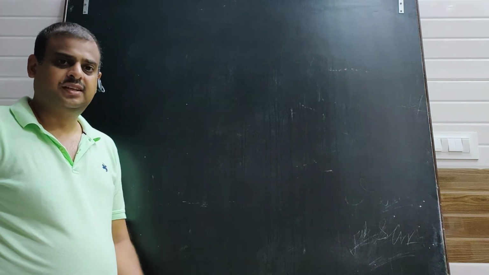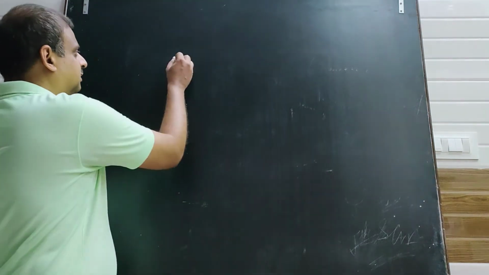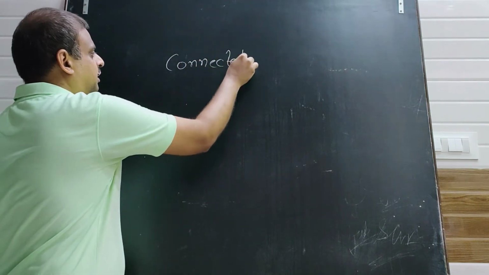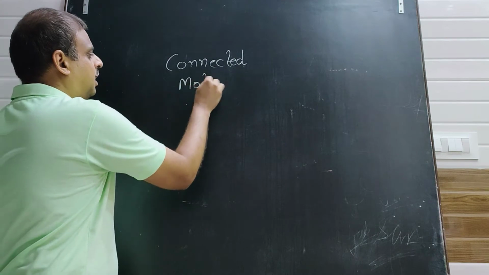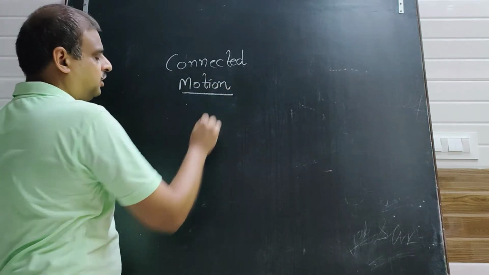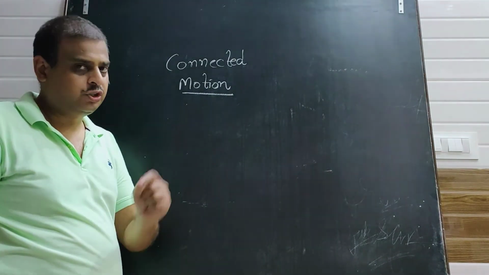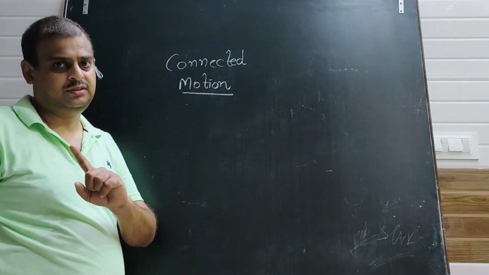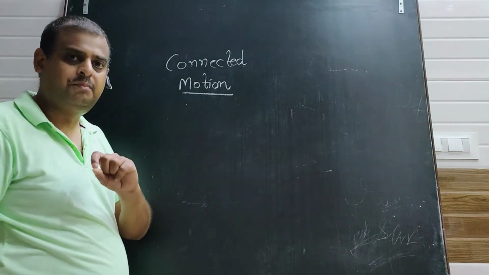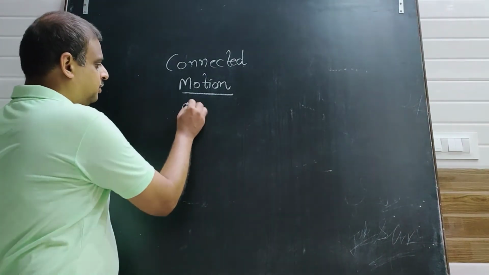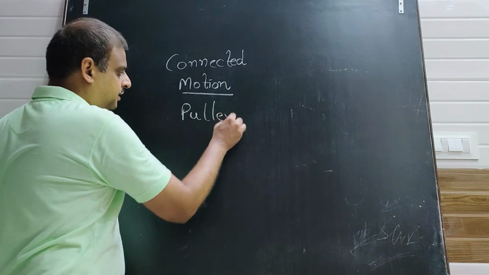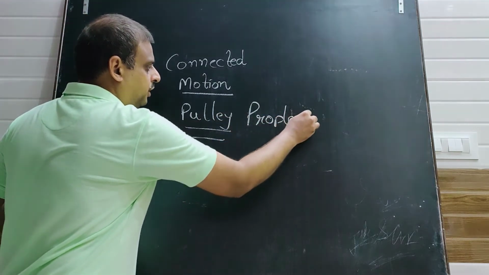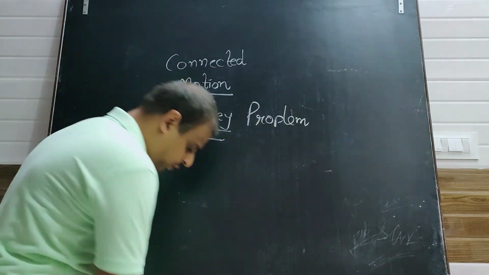So we will discuss now connected motion. Connected motion is that motion in which the two bodies are connected with each other. Motion of one body is affected by the motion of second body. The best example is mass pulley problem. So we will discuss in this article pulley problem.